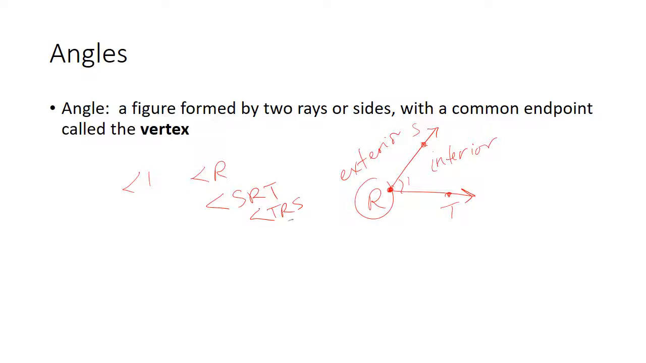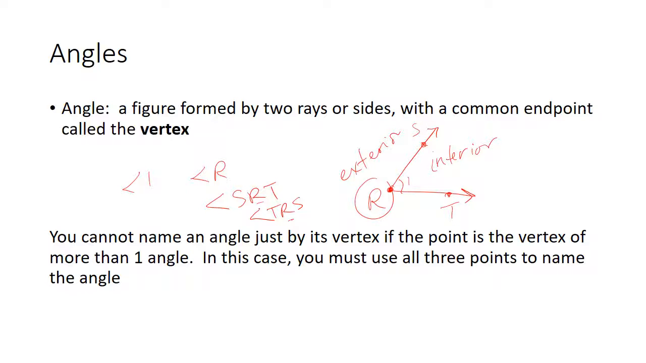Either way, the R has to be in the center because that tells me that R is the vertex of my angle. Now, if your vertex is also the vertex of another angle, you can't use R to name the angle. You have to use the 3 points to name the angle. Or if that individual angle is named with a number, you could use that.